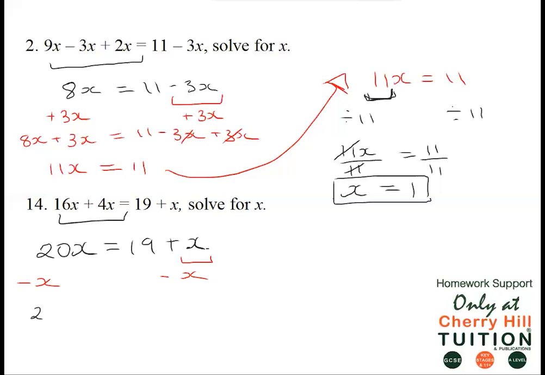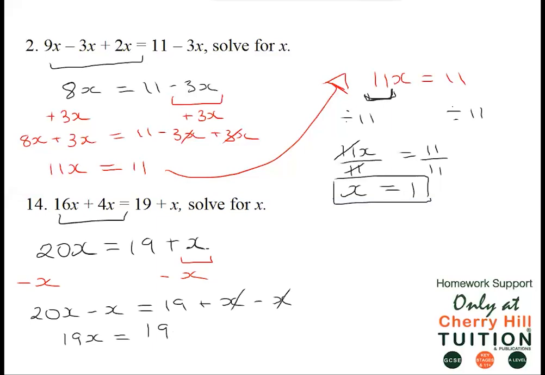This leaves us with 20x minus x is equal to 19 plus x minus x. On the left-hand side, 20x minus x gives us 19x. And on the right-hand side, the x and the minus x cancel out, leaving us with only 19.